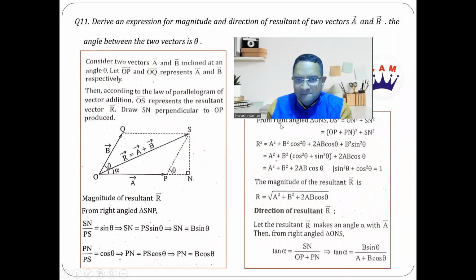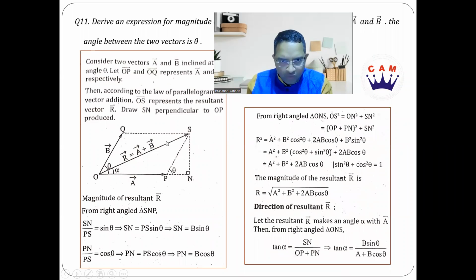Now we are going to apply Pythagoras theorem to the bigger triangle ONS. If you see, that's nothing but ON square plus NS square.